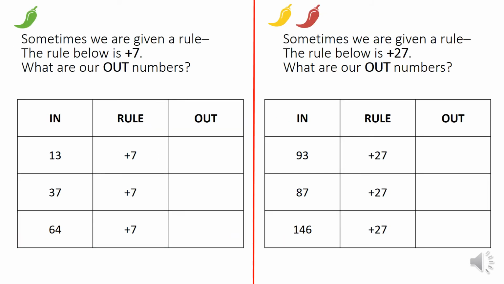Here's one for you to have a little go. You choose which side to do. So sometimes we are given a rule. The rule here is either add 7 or add 27. What are our out numbers? Have a go. Hopefully you would have got these answers. Take a moment to check yours.